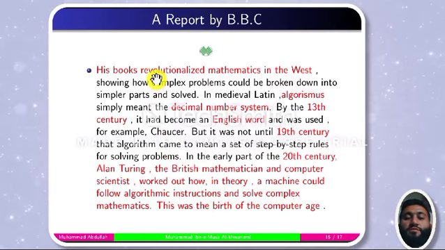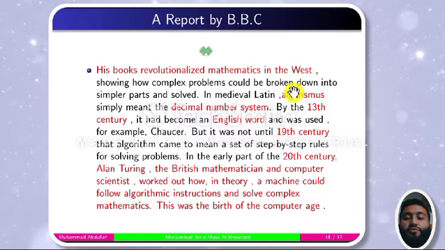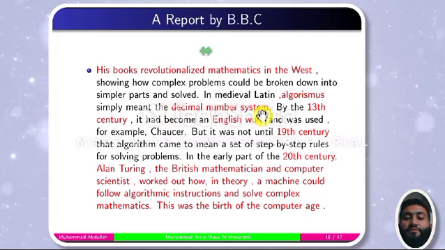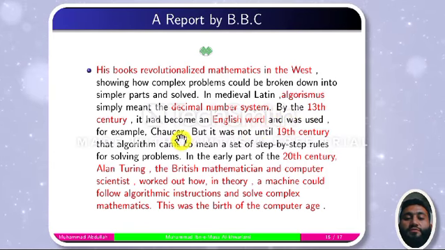His books revolutionized mathematics in the West, showing how complex problems could be broken down into simpler parts and solved. In medieval Latin, algorithms simply meant the decimal number system. By the 13th century, it had become an English word and was used, for example, by Chaucer. But it was not until the 19th century that algorithm came to mean a set of step-by-step rules for solving problems.